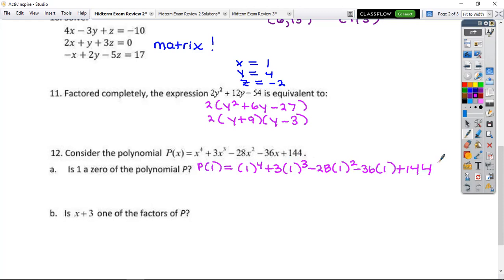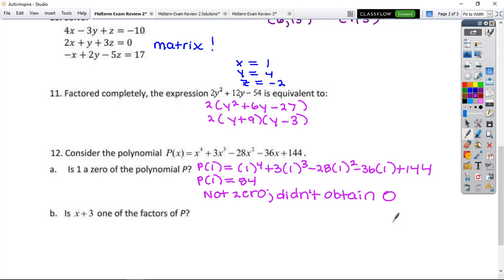So you're going to sub that in. Was it 0? Anyone get it? Don't think so. We'll type it. So 1 to the 4th, and then you have plus 3 times 1 cubed minus 28 times 1 squared minus 36 plus 144 is 84. So does this work? No. Not a 0 because you didn't obtain 0. Same thing for synthetic. It would not work out to be 0. It would have given you a remainder of 84.